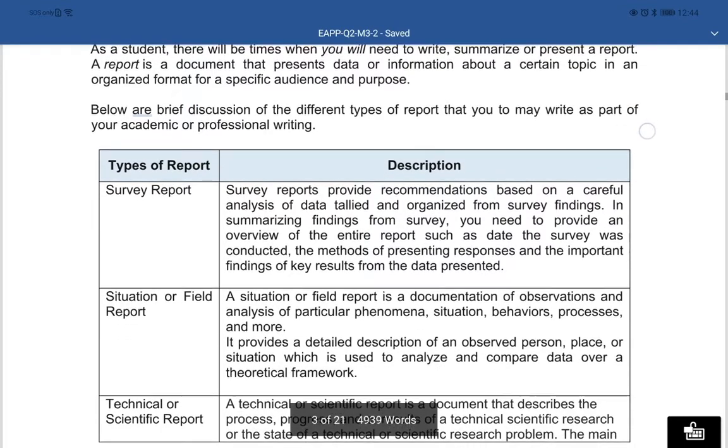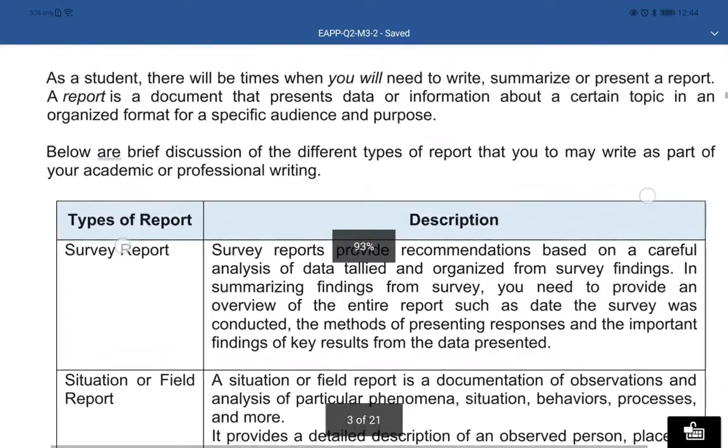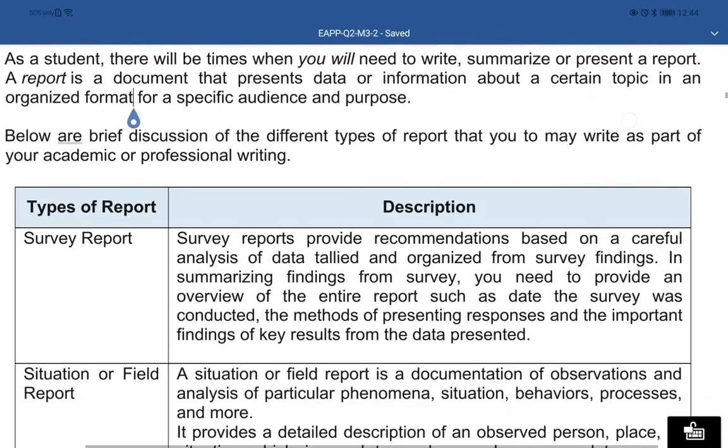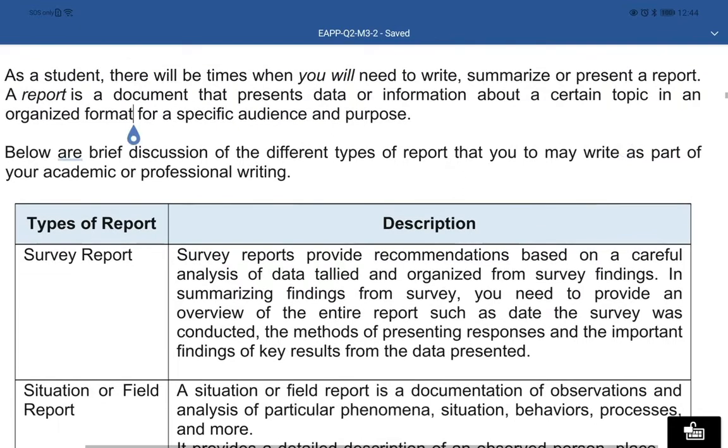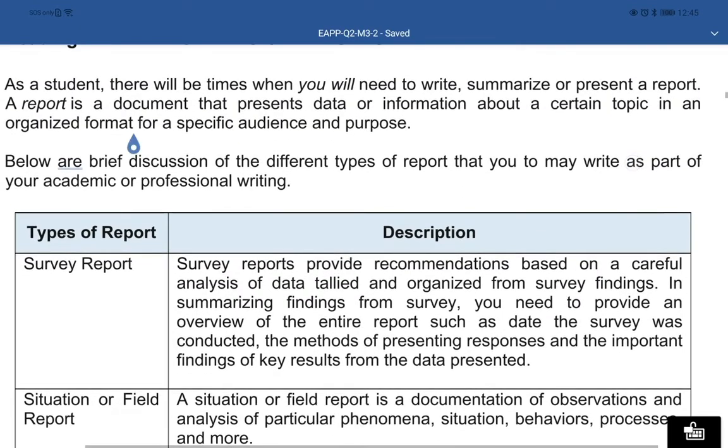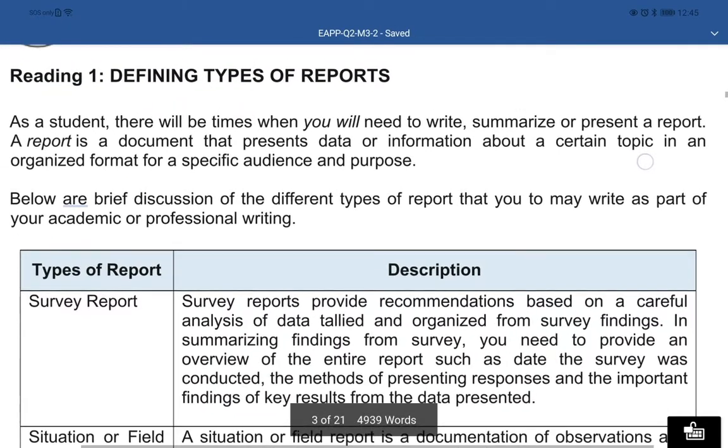So the first kind of report or type of report we'll be discussing is the survey report. From the word survey, reports provide recommendations based on a careful analysis of data, tallied, binilang, and organized from survey findings. In summarizing findings from survey, you need to provide an overview of the entire report, such as the date the survey was conducted, the methods of presenting responses, and the important findings of or key results from data presented.